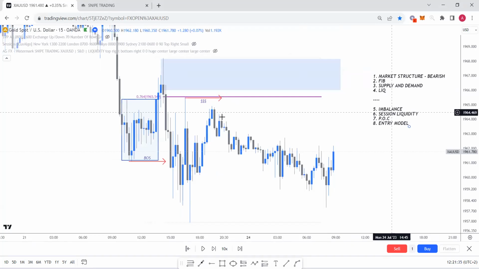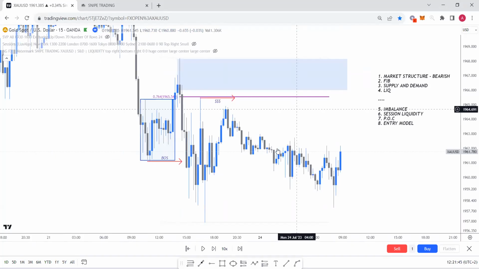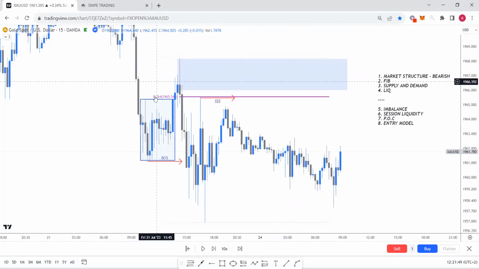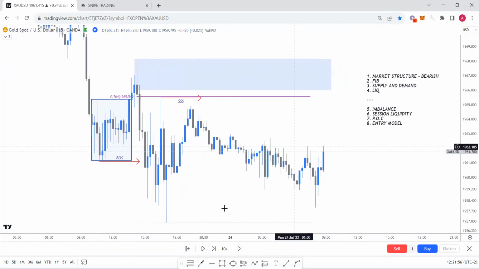And point of control, let's see if we had it. There was no point of control either. And entry model, we could argue there is a trend continuation entry model. So we could argue we had entry model. So we had 5 of the 8 confluences. It's okay, it's a decent trade.